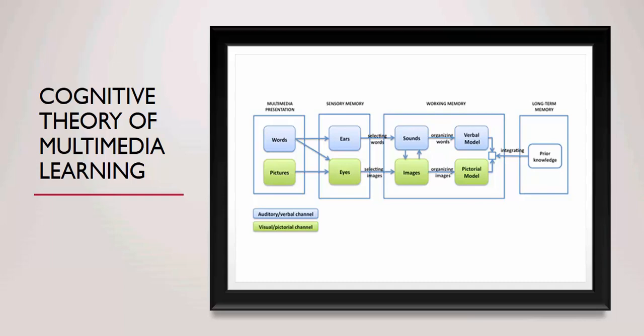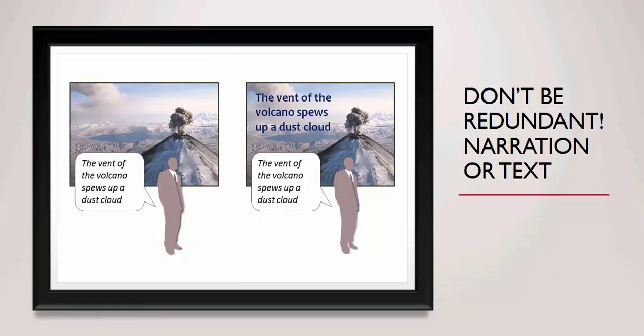The first step is guiding the learner while they select relevant words and images. Then they must help the learner organize the material by allowing them to see relationships between the components and to recognize patterns. Finally, the designer must help them build connections between new knowledge and already learned knowledge stored in long-term memory. First, the redundancy principle.